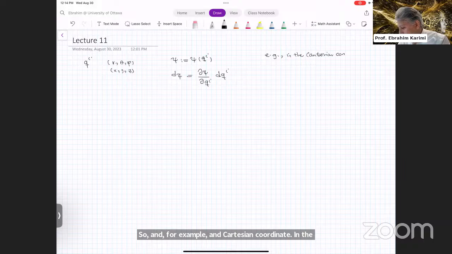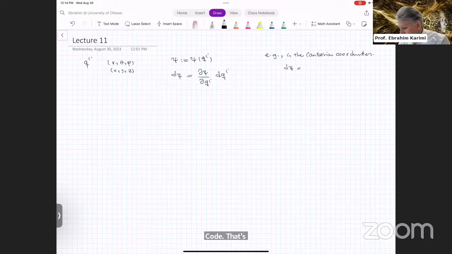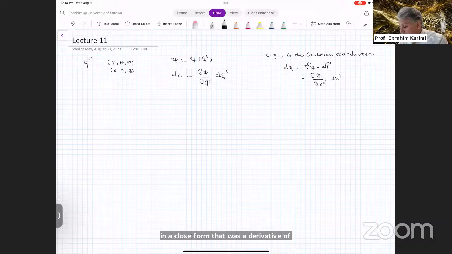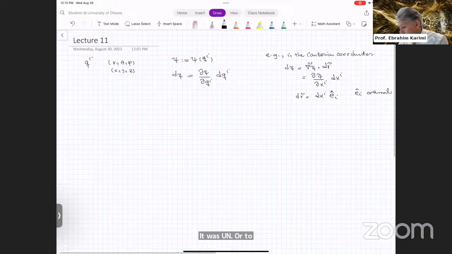So, for example, in Cartesian coordinates, that was given by dψ = ∇ψ · dr, okay? Which, if I want to write it in a closed form, was the derivative of ψ with respect to xi, dxi. And then dr is given by dxi ei, where ei is the unit vector, and the ei's are orthonormal. So it means that ei · ej is equal to δij.